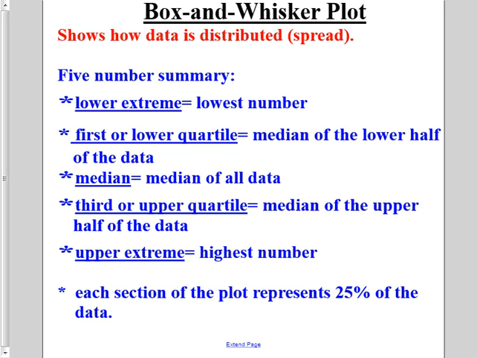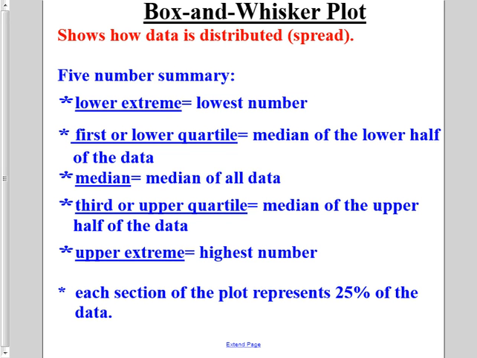When we look at a box and whisker plot, there are 5 key numbers we look at. It's called the 5-number summary. We have the lower extreme, which is the lowest number. We have the upper extreme, which is the highest number. Then we have the median, which is the middle of all the data. Further, we split it down into the first or lower quartile and the third or upper quartile. Those are the medians of the lower and upper halves of the data.